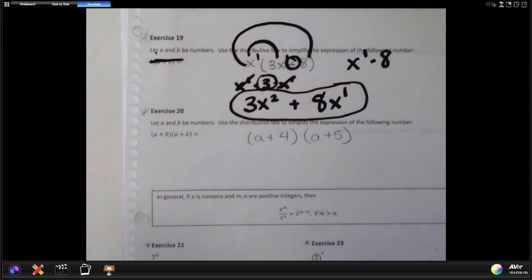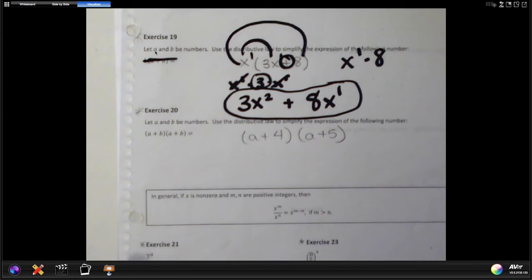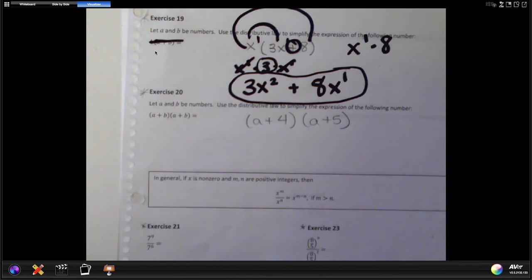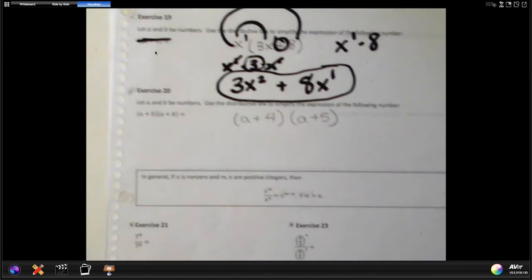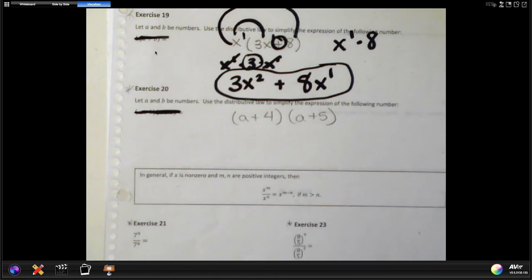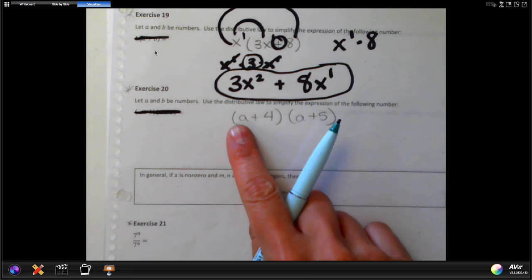Okay, and so it can get a little bit confusing there. You just have to make sure you distribute and see if you can add some exponents in any of the terms. The last thing we're going to do today is exercise 20, and we're going to replace that one as well. So exercise 20, let's replace with a plus 4 times a plus 5. This is also distribution, only you're going to distribute twice.